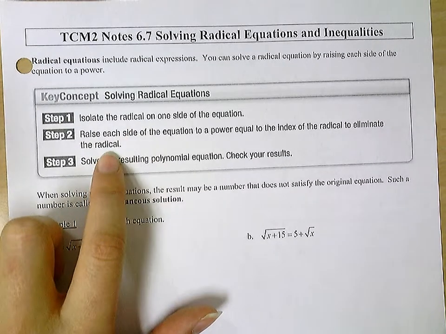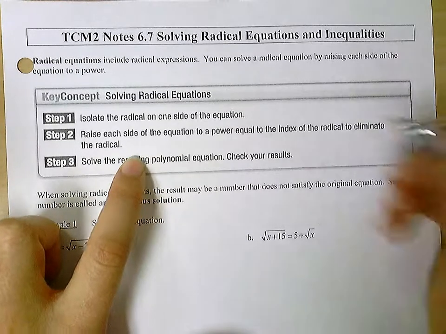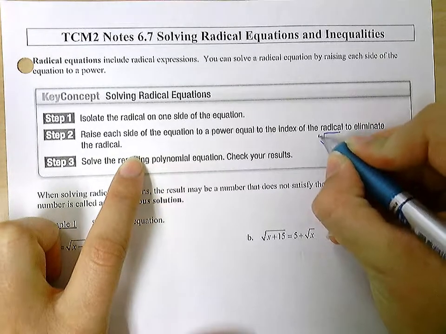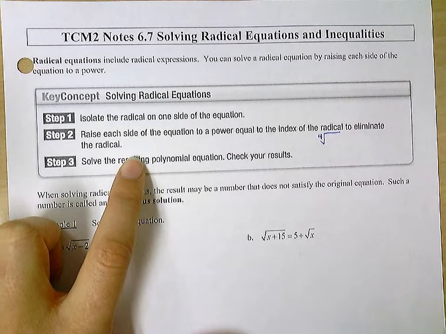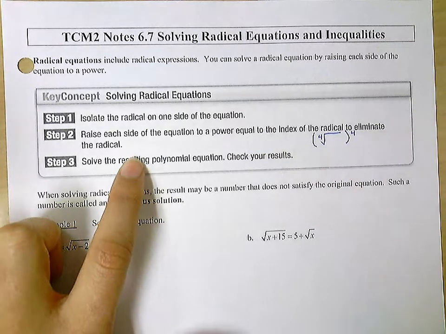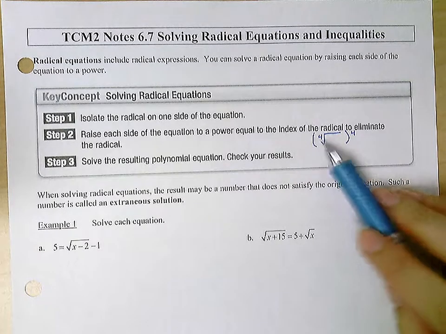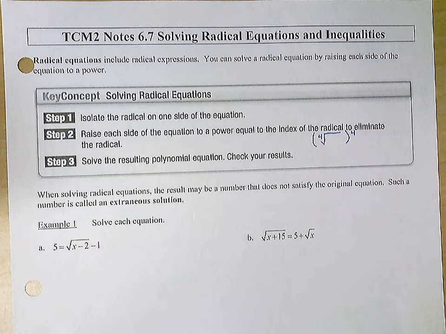Step 2, raise each side of that equation to a power equal to the index of the radical to eliminate the radical. So if I have a fourth root, you would raise that to the fourth power to eliminate it. Okay, so whatever your index is right here, that's the power you raise it to. Okay, and then step 3, solving the resulting polynomial equation and then checking your results.